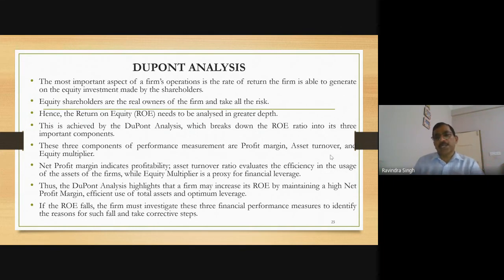So these are the analyses done to evaluate the present financial health of any concern for the management, investors, and other agencies also. If the return on equity falls, the firm must investigate these three financial performance measures to identify the reason for such a fall. Once you investigate, that leads to human resource management. That will be covered in the next topic today itself.